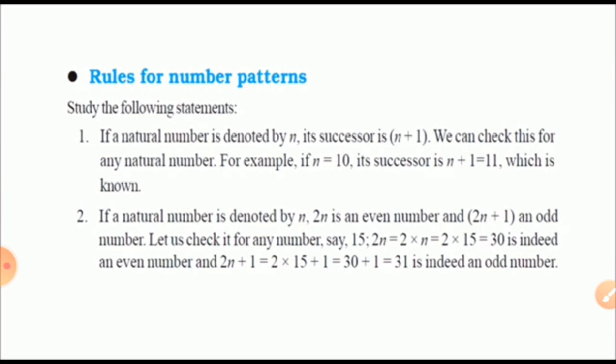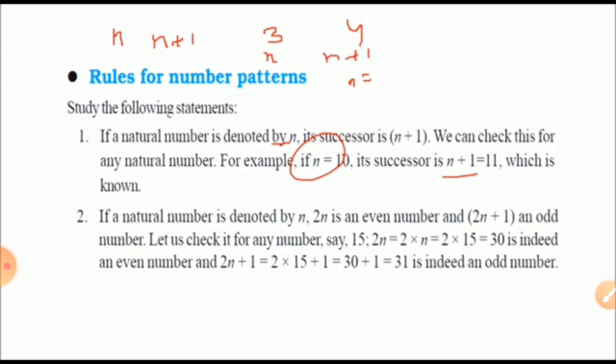If a natural number is denoted by n, its successor is n plus 1. We can check this for any natural number. For example, n is equal to 10, the next number is n plus 1, which gives 11. It's an algebraic expression.